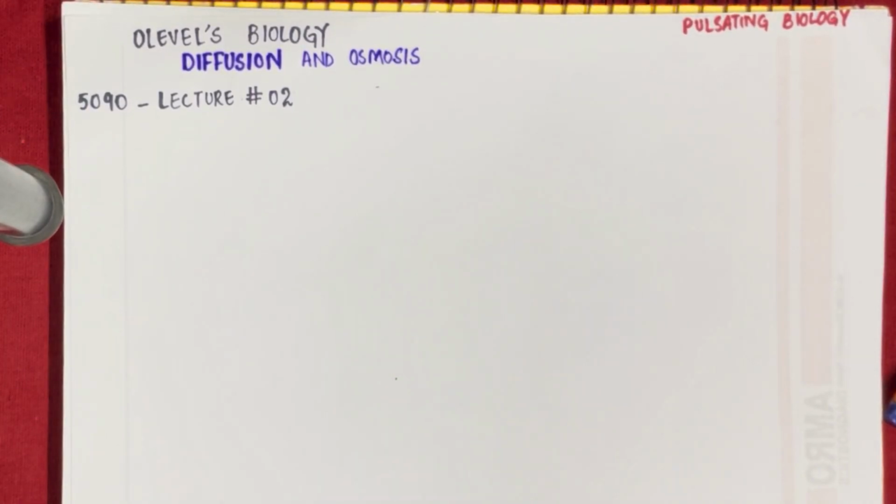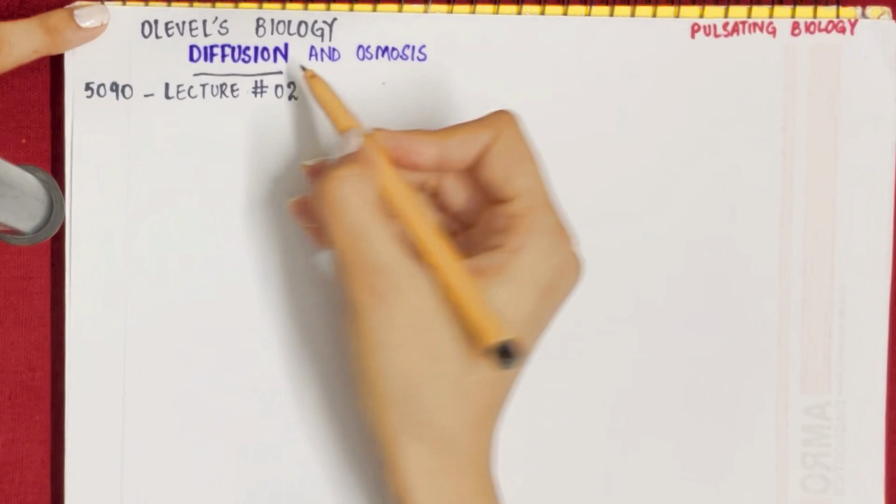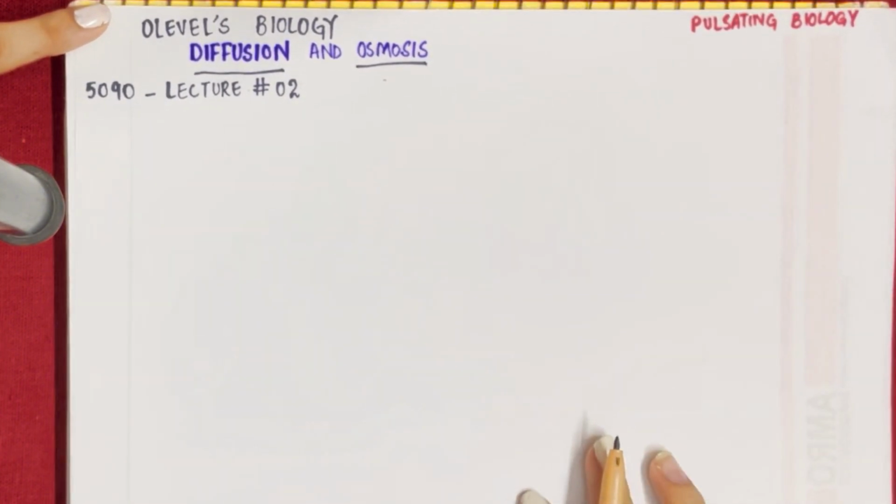Another video of the Pulsating Biology for the O Levels 5090 course. This is lecture 2 of the chapter diffusion and osmosis. In lecture 2, we will be covering some of the pointers that were in the syllabus. We've already discussed the syllabus in the last video. We shall be discussing the chapter's name, that is diffusion and osmosis itself, in this video mainly.